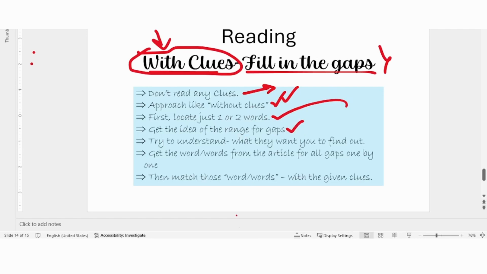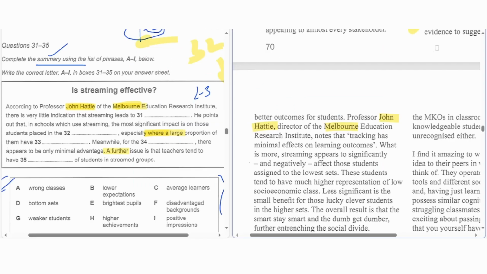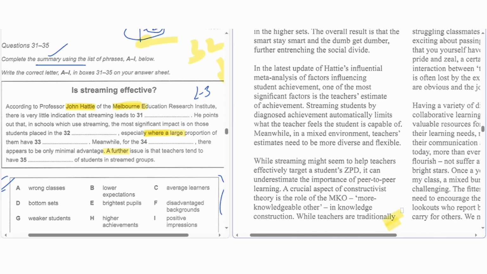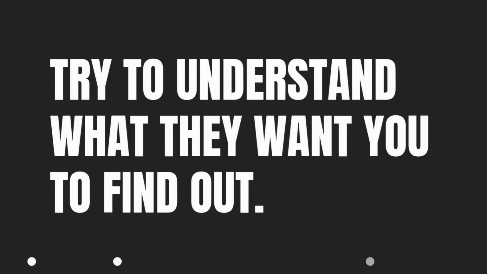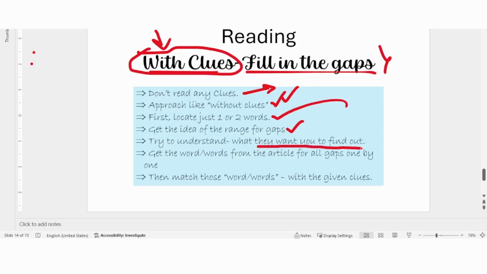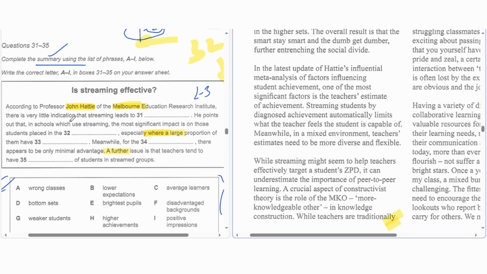So now we get the idea, right? Where we are going to find everything. We get the idea of where from this passage to this passage, this paragraph to this paragraph. What is the next option? Try to understand what they want you to find out. It is very important. Try to understand what they want you to find out. Now you get the location. Now it's time to read the question and find out what they want you to find out.